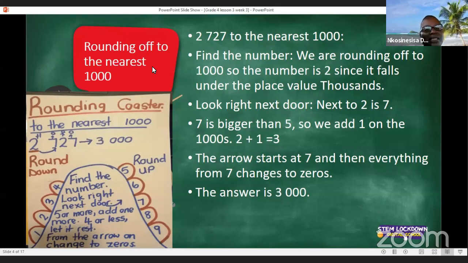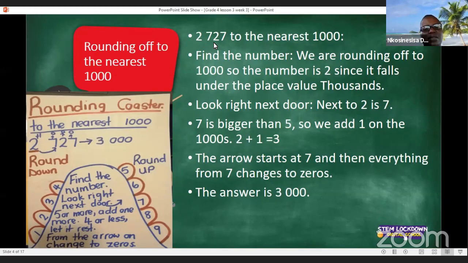When we're rounding off to the nearest 100, it means you have to find the hundreds. If we're rounding off to the nearest 10, we have to find the tens. Now we are rounding off to 1,000, so we have to find the thousands. I hope you understand that. So we find the number is 2, and then we look right of 2 and find 7. Then you ask yourself, is 7 bigger or smaller than 5? That is the next step. 5 or more, we add 1 more, and 4 or less, we let it rest.